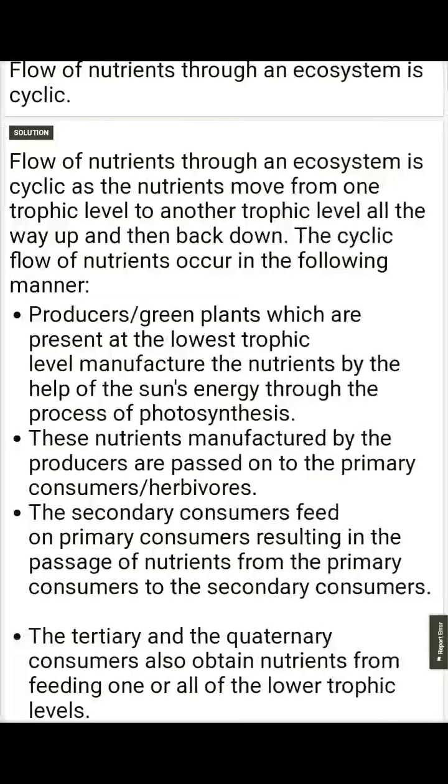First point is producers. Producers are green plants. They prepare their own food. They are at the lowest trophic level. They take the energy from the sun, and with the help of photosynthesis they produce their own food or the energy. Second point, these nutrients manufactured by the producers are passed to the primary consumers or herbivores. Then secondary consumers like carnivores feed on the herbivores, so that energy or those nutrients get transferred from the herbivores to the carnivores.